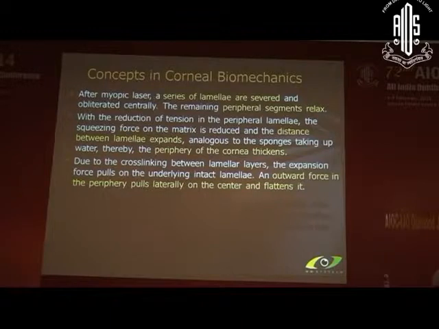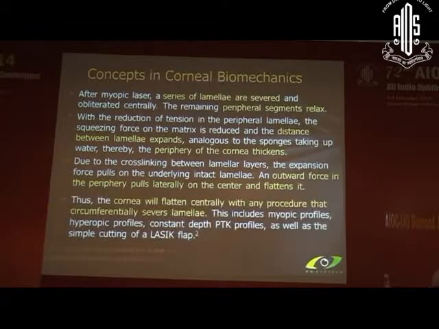But when the periphery thickens and these segments move apart, what happens? These segments are cross-linked to the other segments. That is how collagen is inside the cornea; it's cross-linked with each other. So when the peripheral segments move apart, the center flattens. The flattening that happens is due to the cross-linking between the lamellar layers, and outward force in the periphery pulls laterally on the center and flattens it.